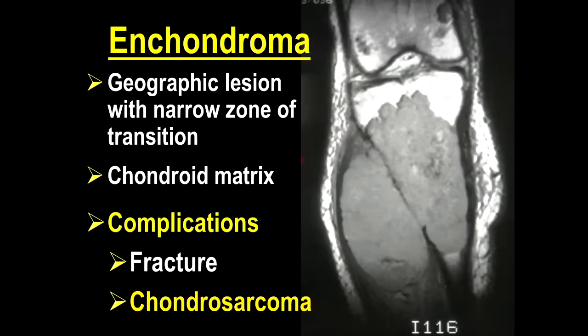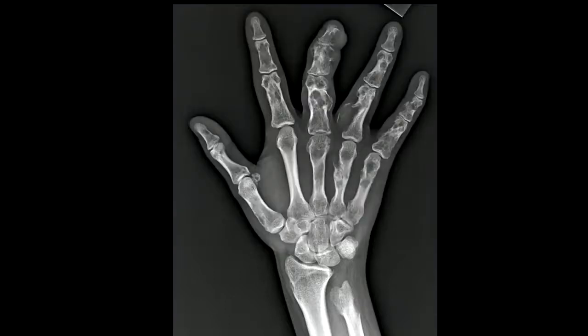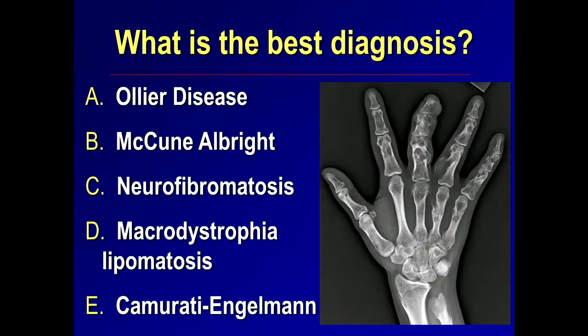Besides pathologic fractures, another complication to look for with enchondromas is dedifferentiation into a chondrosarcoma. This one's not a diagnostic dilemma. You can see the huge, bulky, soft tissue mass adjacent to the lesion in the bone. And what about this case? What's your best diagnosis here?